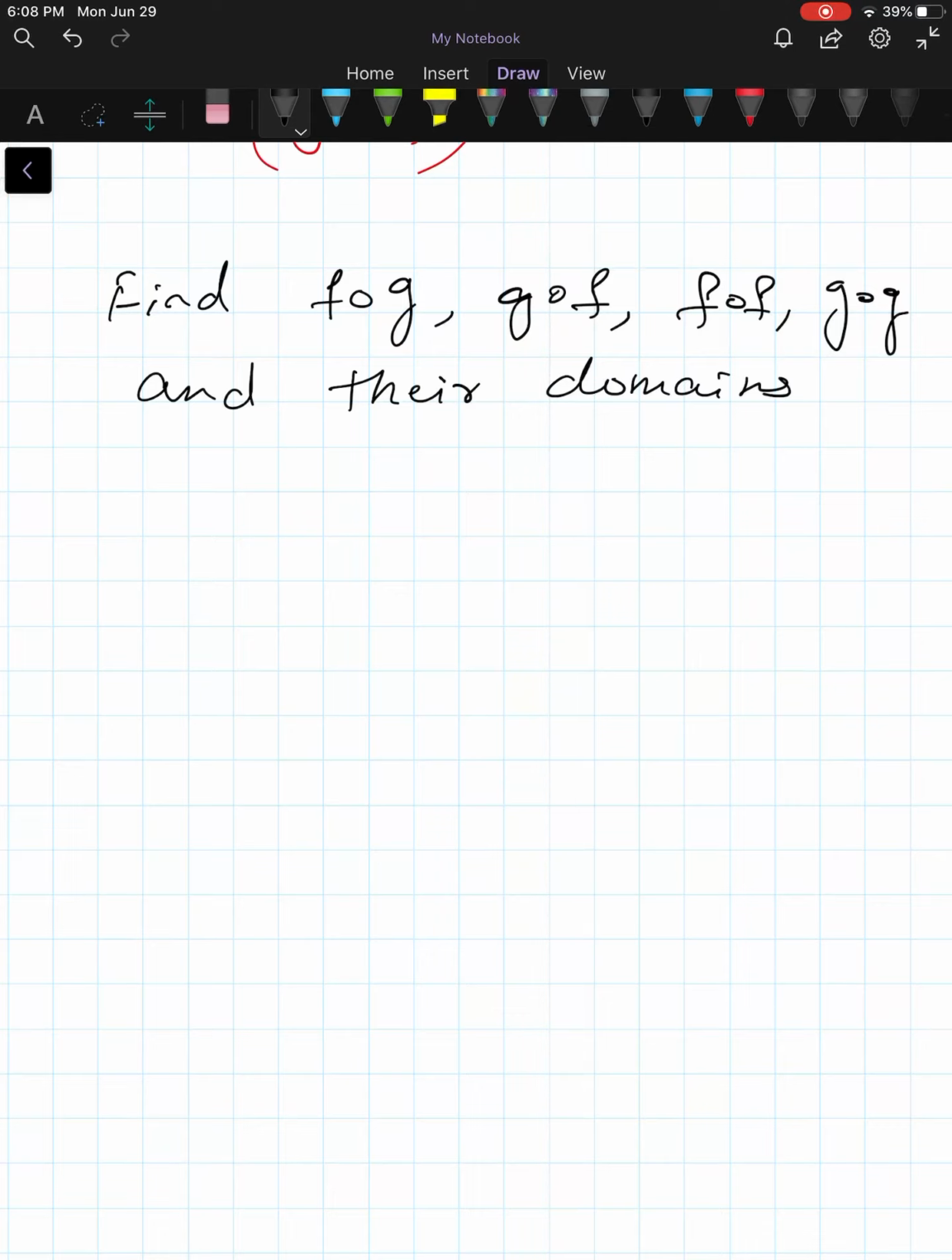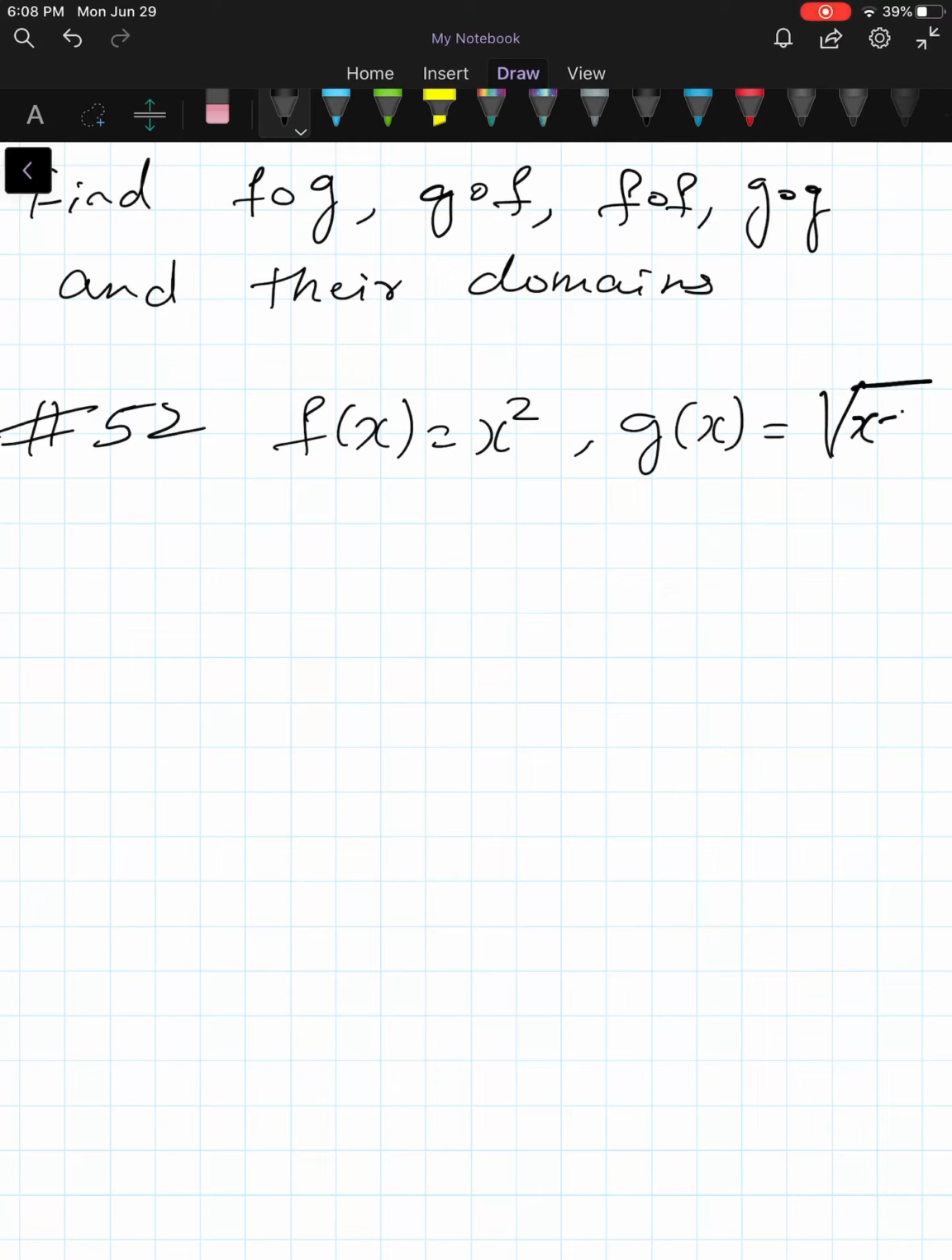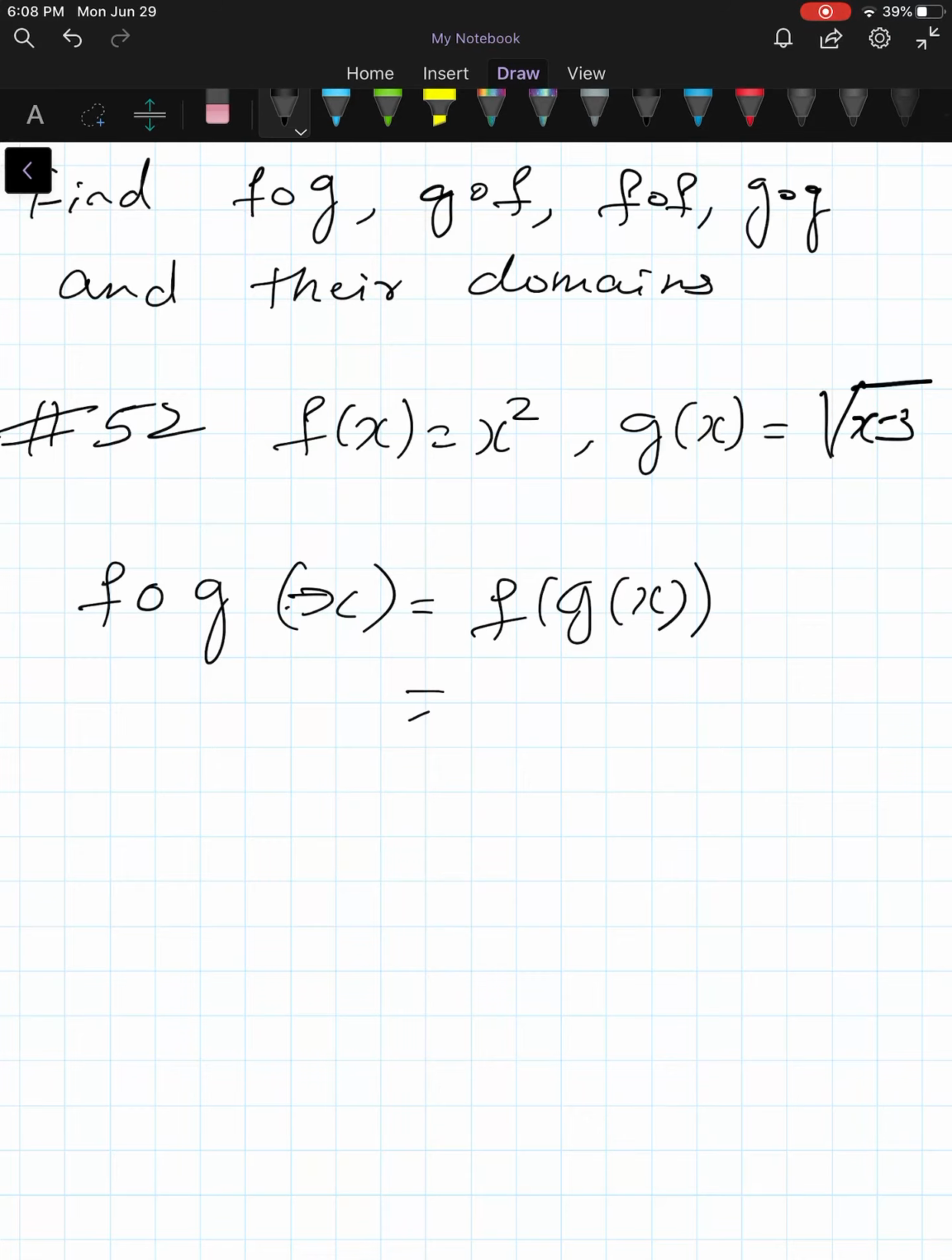Okay, this is again an exercise problem in the book. I am considering number 52, where you are given f of x equal to x square and g of x equal to square root of x minus 3. We have to find f composed with g. This is nothing but f of g of x, correct?